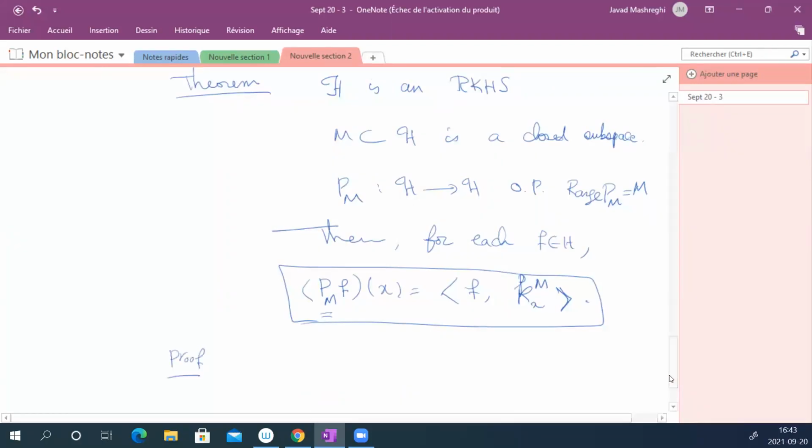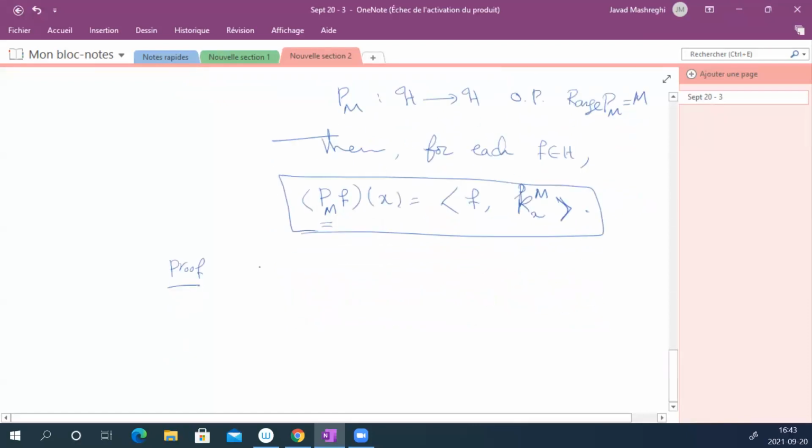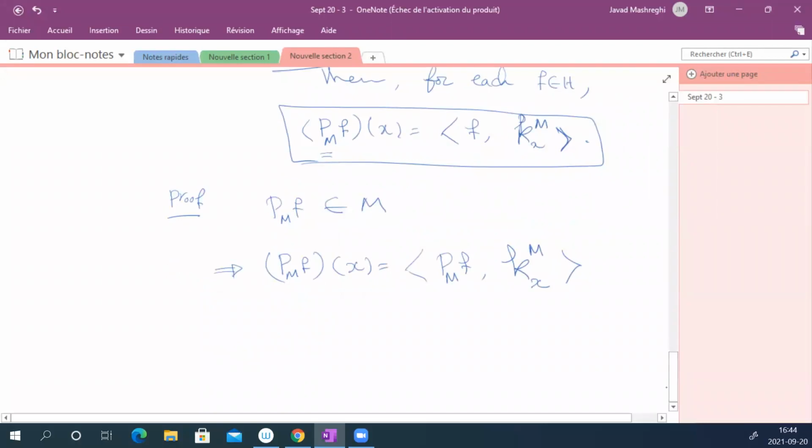And as in the previous case, the proof is easy too, because we know that PM of f is in M. Being in M means that PM f at the point x is equal to PM f inner product with the kernel, but the kernel on M. I can put M or H here, but let's stick to M. And now use again the fact that PM is self-adjoint. I can write this as f, take PM on the other side.